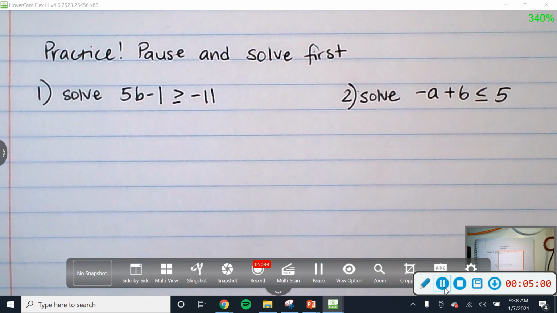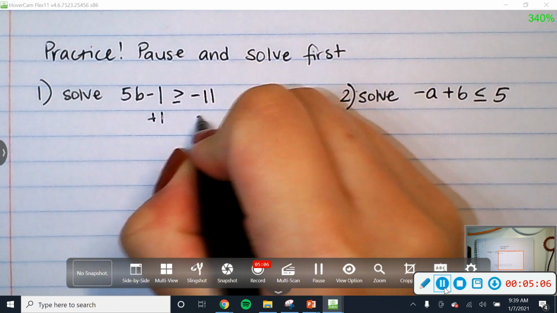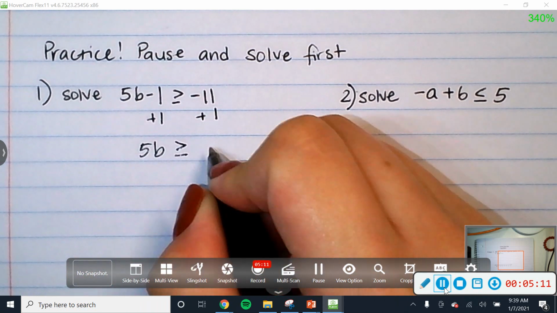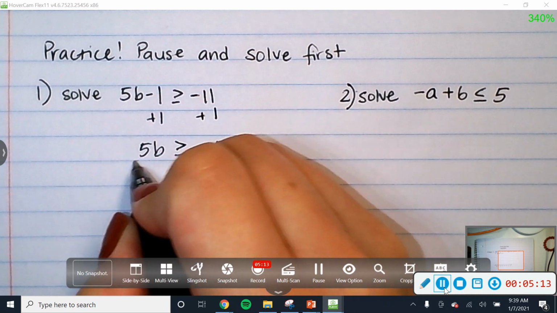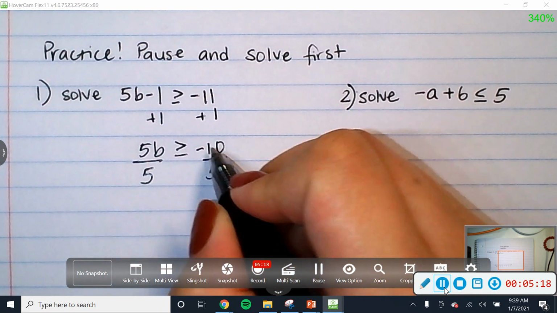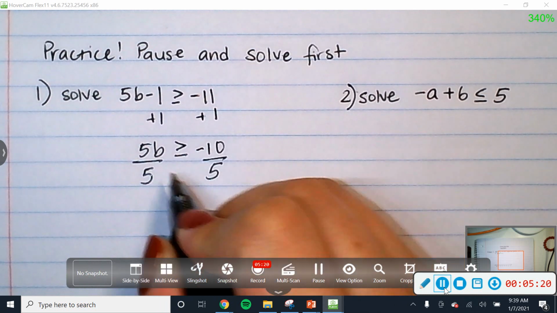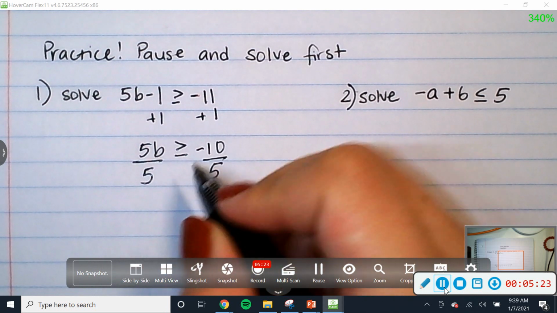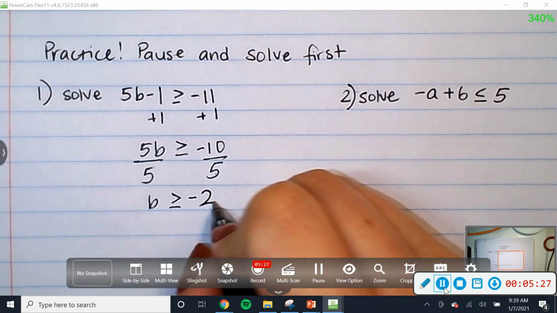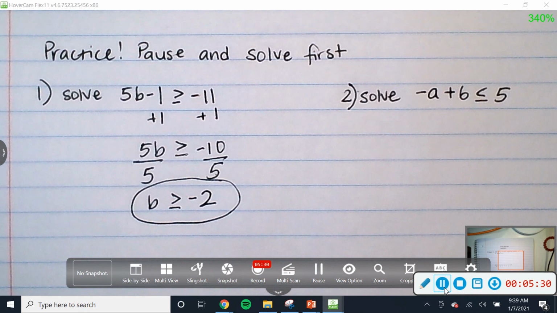Alright, hopefully we've had some time to solve. I'm going to go ahead and show you how we solve these. So for the first one, we're going to add 1 to both sides. We're left with 5b greater than or equal to negative 10. And then we're going to divide by 5 on both sides. We're dividing by a positive number. Ignore the fact that this has a negative sign over here. We're focused only on the number we're dividing on both sides. So because this is positive, we don't change anything about the sign. So your final answer should be b is greater than or equal to negative 2.